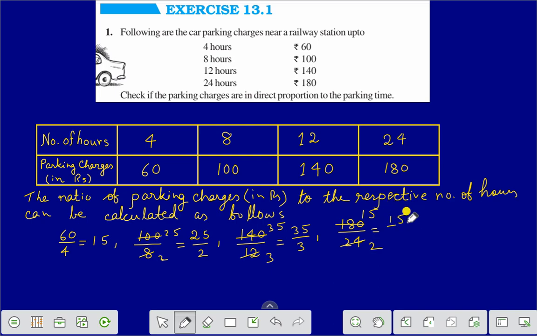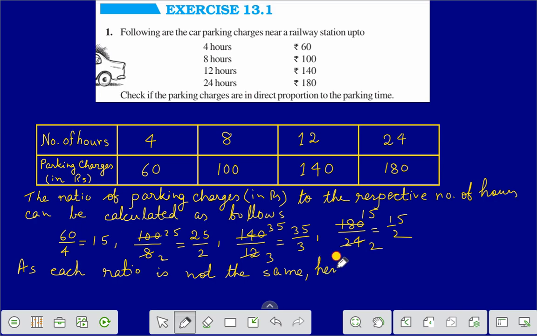Here you see all the ratios are not the same, therefore they are not in direct proportion, right? As each ratio is not the same. Here you see the ratio is 15, this ratio is 25 by 2, this ratio is 35 by 3 and this ratio is 15 by 2. As each ratio is not the same, therefore they are not in direct proportion.